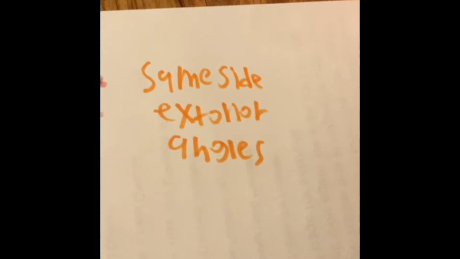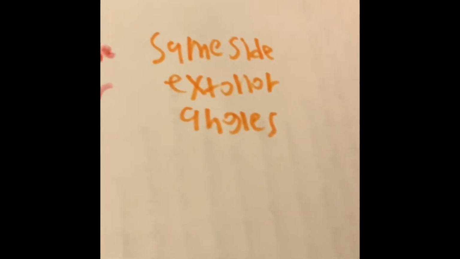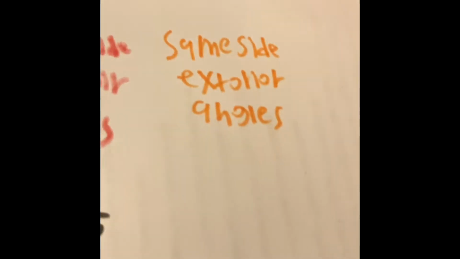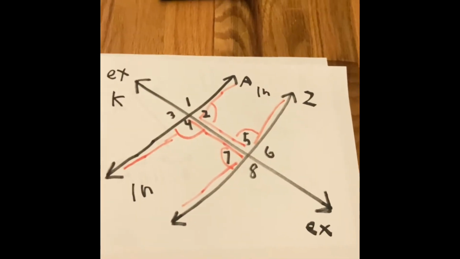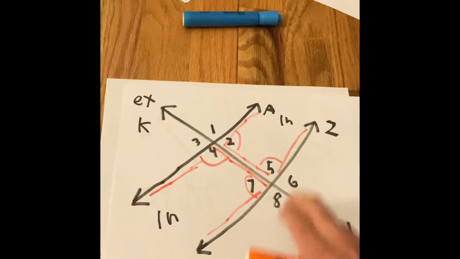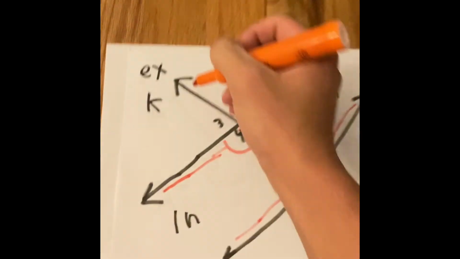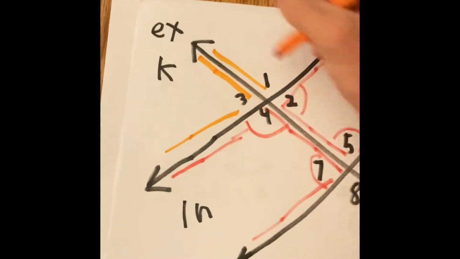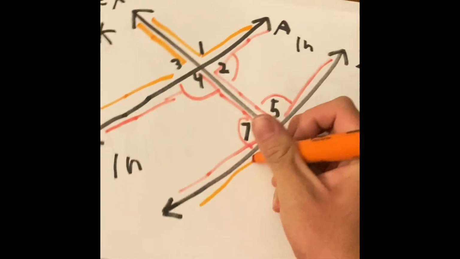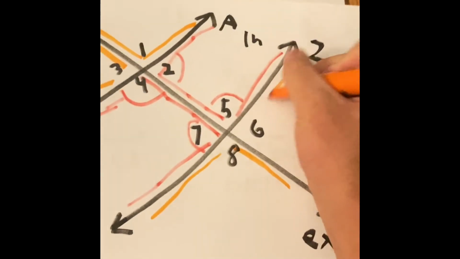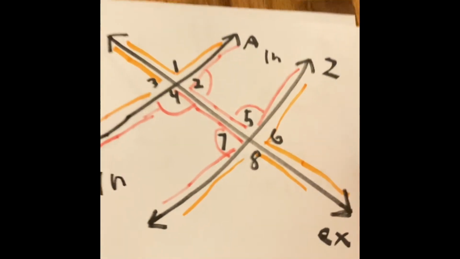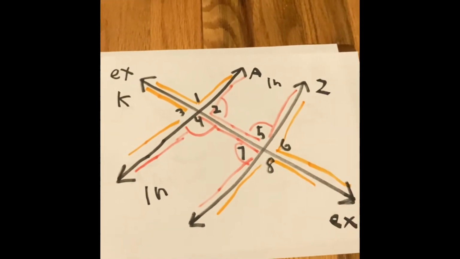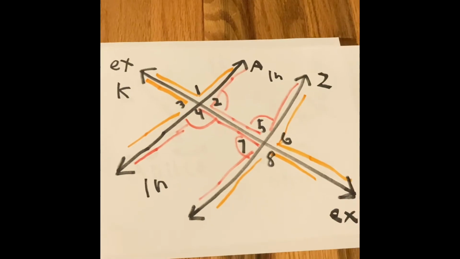Now, let's try to do the opposite of that. But why can't we say the same side exterior angles? So this one is going to be a little bit different. So instead of the interior angles, we say the exterior angles. We're going to highlight this right here, this right here, this right here, and this right here. So when it says same side exterior angles, this is what it means.